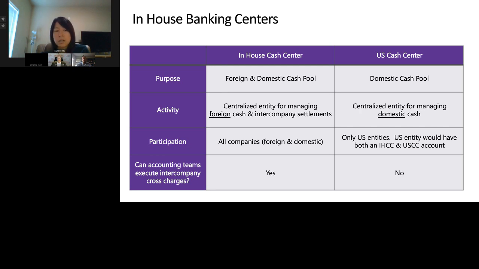But here's one caveat. US entities can also participate in the in-house cash center, but they can only lend to the in-house cash center, and cannot borrow from it. Since we have all the participants set up under the in-house cash center, we settle our intercompany payments in this cash center. So how does that impact our process? I'm going to go through that in the next slide.